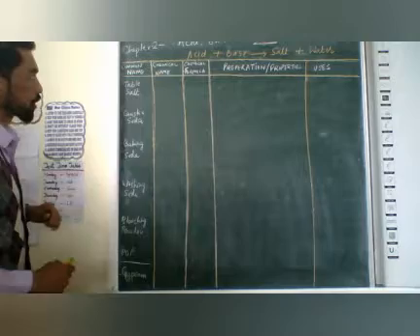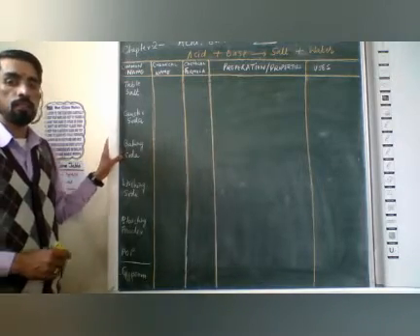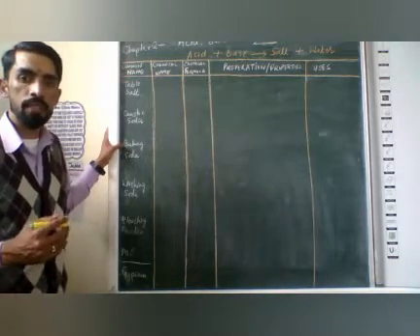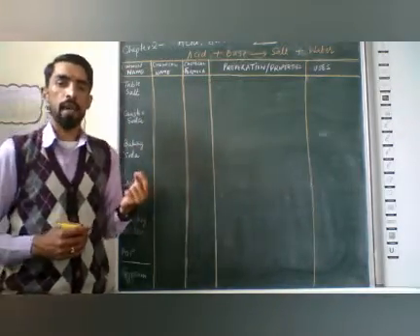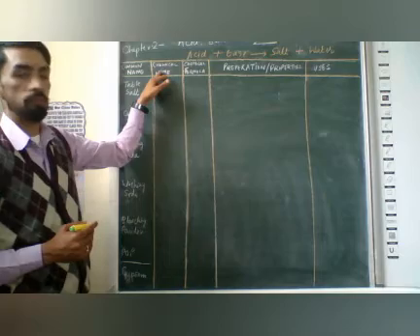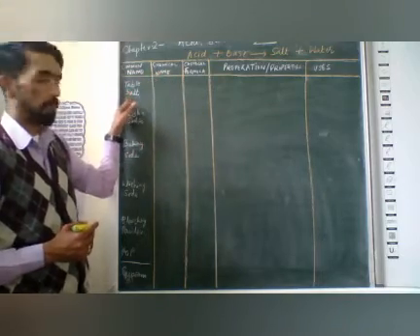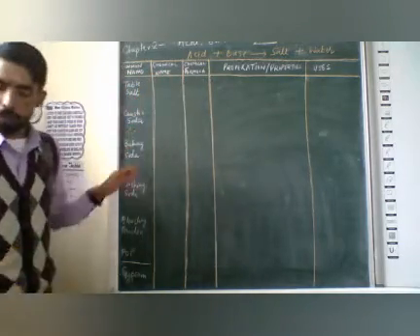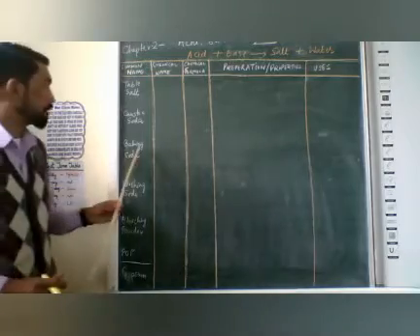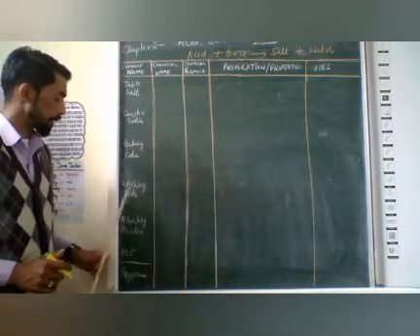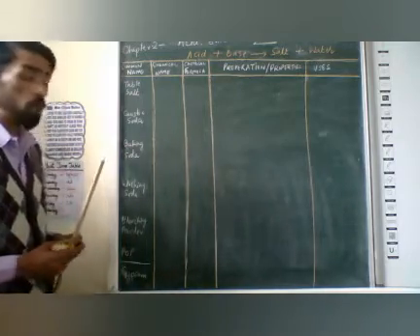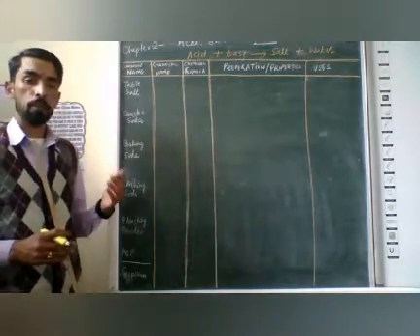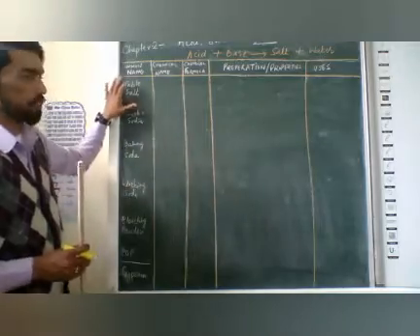Dear students, generally in the exam, the question related to this topic is very simple. For 1 mark, the question can ask: write the chemical name of table salt, caustic soda, baking soda, washing soda, bleaching powder, and plaster of Paris. To solve this type of question, this table can help you.